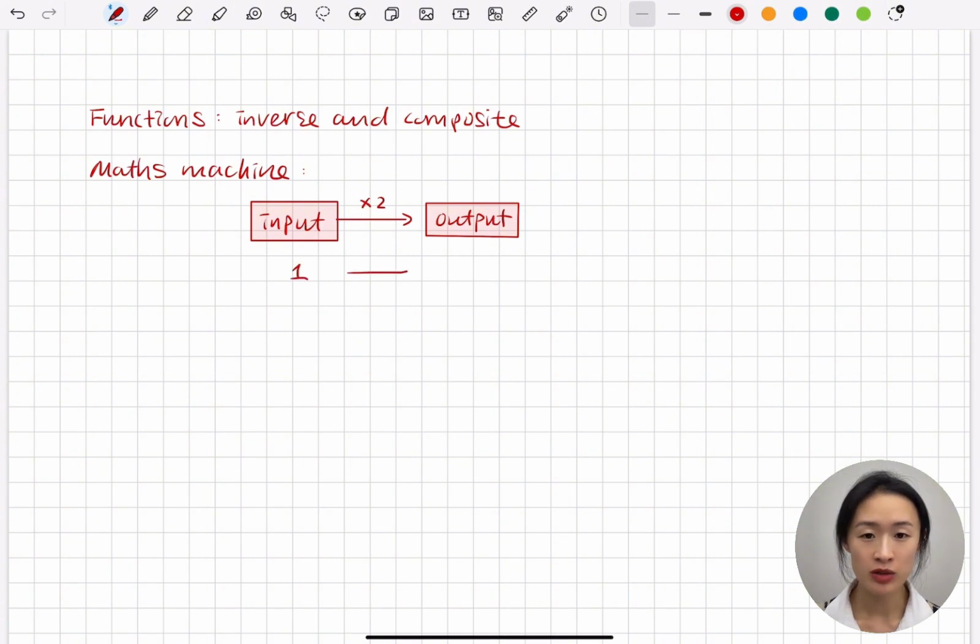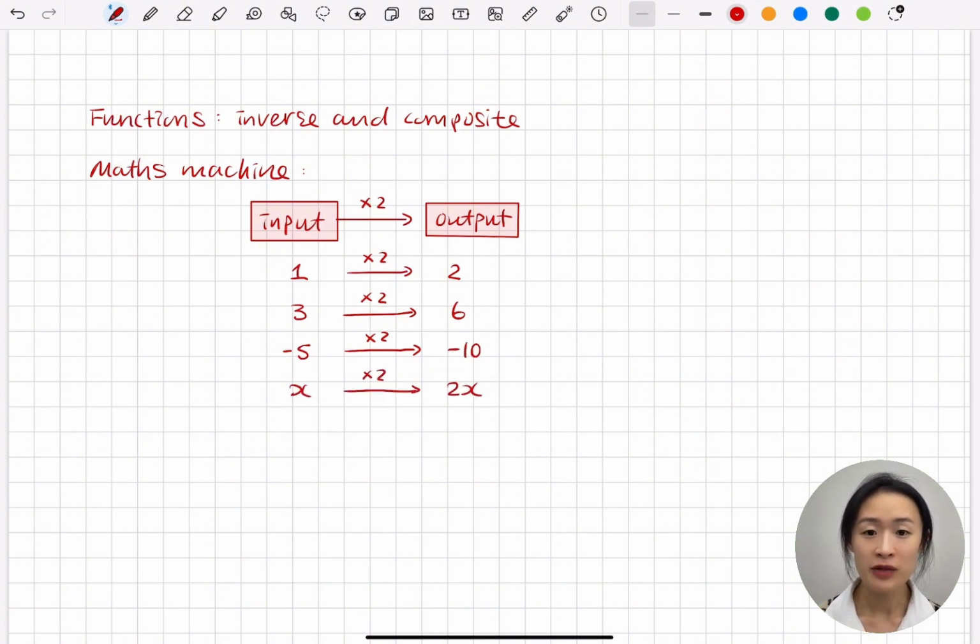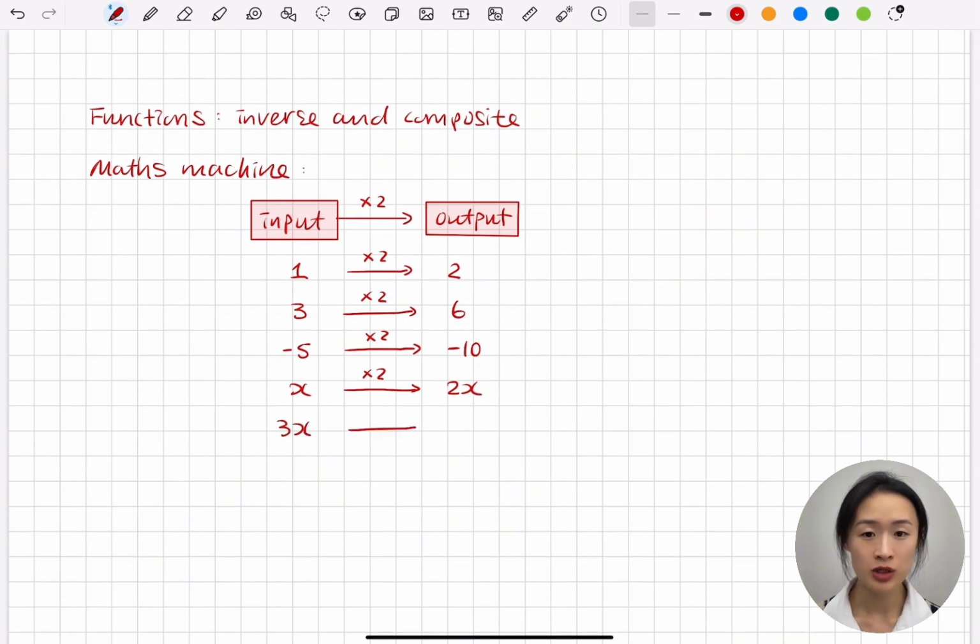So if the input is 1, the output is 1 times 2, which will be 2. If the input is 3 times by 2, the output is going to be 6. Similarly, if the input is negative 5, the output will be negative 10. Now, if the input is x, the output will be 2 times x, which is 2x. And if the input is 3x times 2, that's going to be 6x. If my input is x plus 1, 2 lots of x plus 1, that's going to be 2 bracket x plus 1 or 2x plus 2.